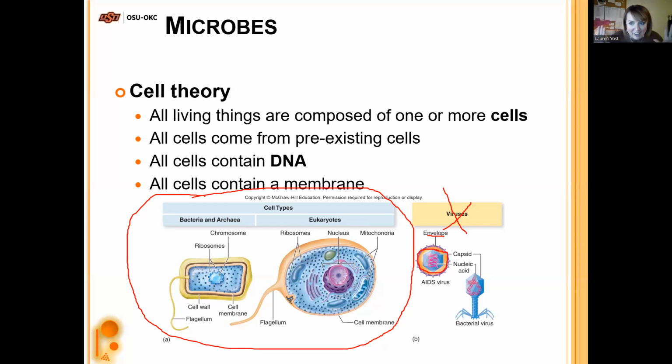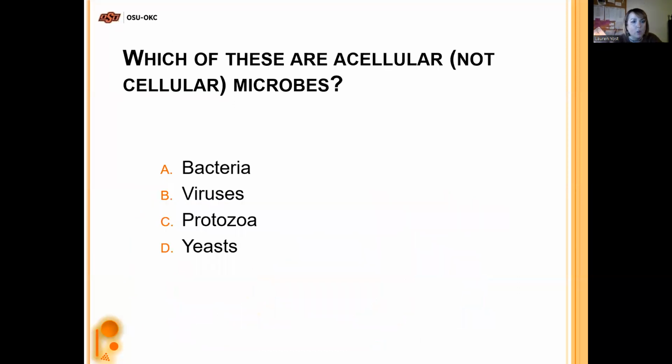Viruses don't follow any of those rules. So they do their own thing, and they are not considered living. Okay. They definitely don't have cells, and they are not considered living. So which of these are acellular, meaning they are not cellular microbes? And that would be viruses, still considered a microbe, but not alive.